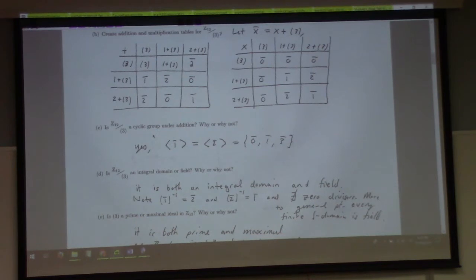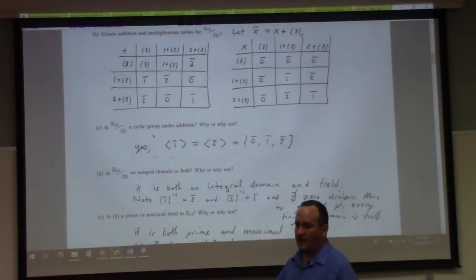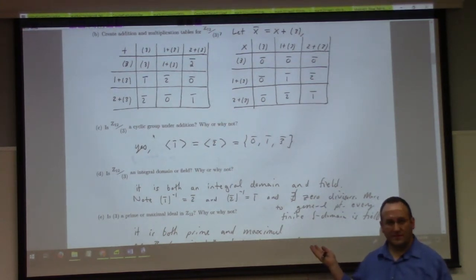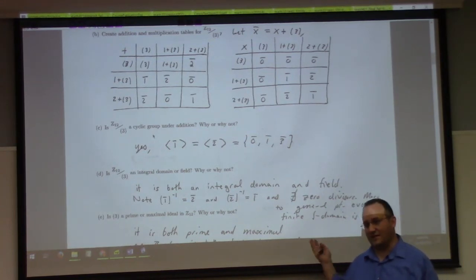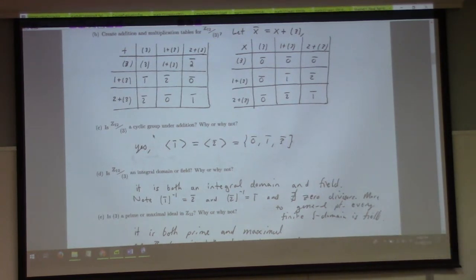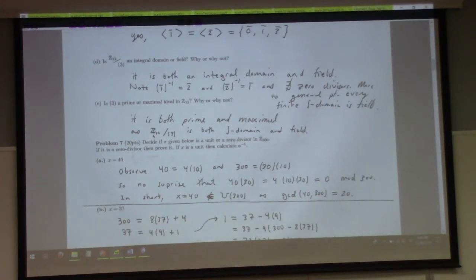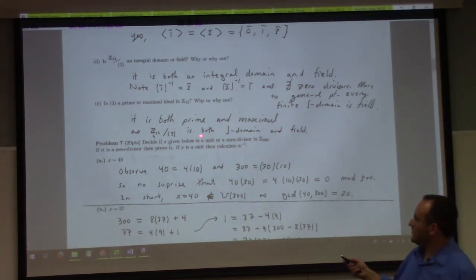What I'm trying to say here is if you start by asking yourself the question, is it a field or not? If you answer yes to that, then you already know it's an integral domain. If you say no, it's not a field, that does not show you it's not an integral domain. It just shows you that it's not a field, right? So I mean, I don't know. This problem is so simple. I don't know where to start or stop. Is the ideal generated by 3 prime or maximal? It's both prime and maximal, because Z mod that is both an integral domain and a field.